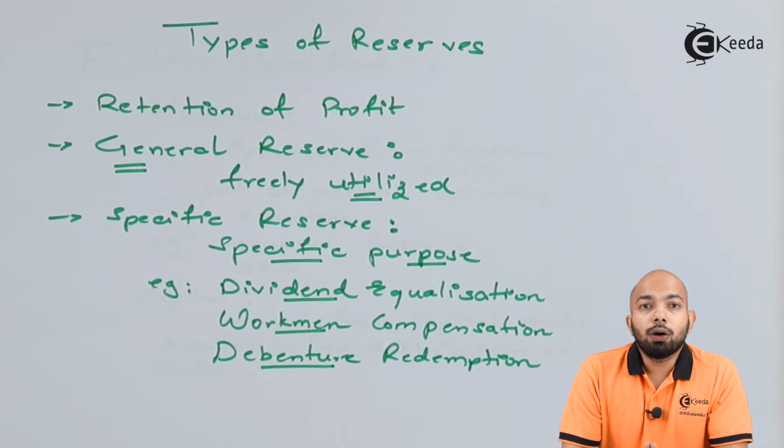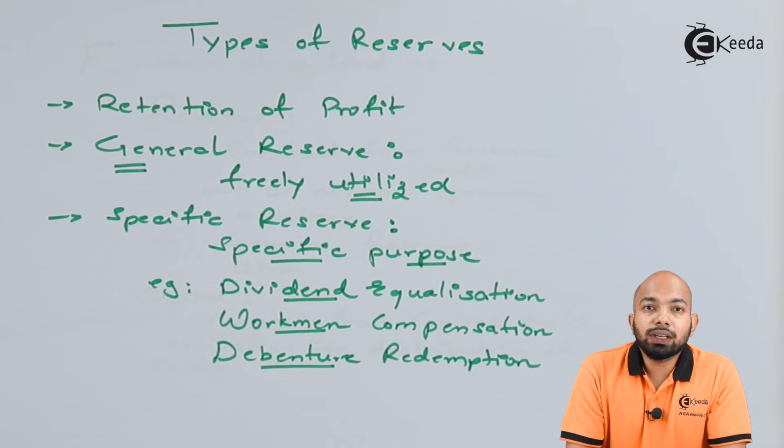For example, workman compensation fund. This specific reserve is created for any mishap that happens in a company, when a workman gets injured due to any kind of production performance. At that point of time, the compensation provided to the workman is given from this specific fund. Hence, at the end of every financial year, when the segregation of profit is done, the profit is also segregated into these kinds of reserves.